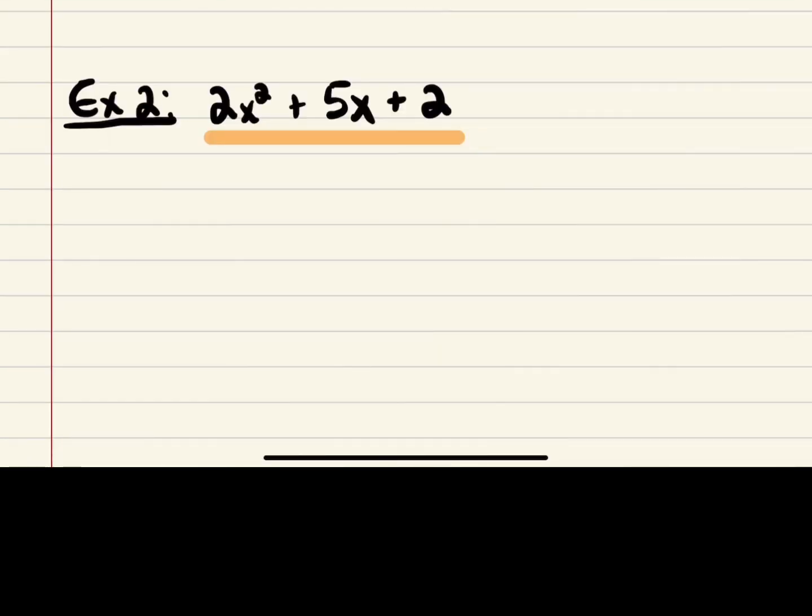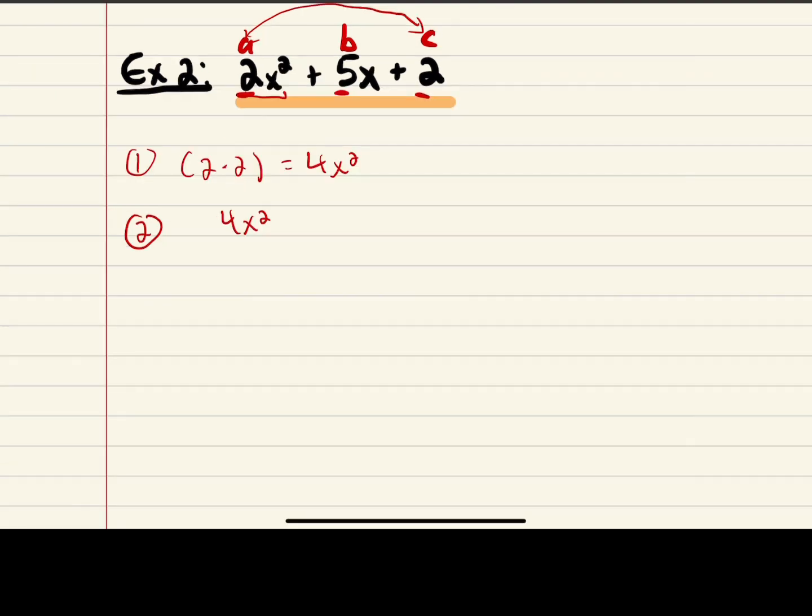All right, for our second example here, we have 2x squared plus 5x plus 2. The first thing that I'm going to do, kind of a pre-step, is label each of these coefficients so that I know what I'm working with. So the 2 is A, the 5 is B, and the 2 is C. And so the first thing is to multiply A and C together. That'll be 2 times 2, and that's going to give me 4. And it's actually giving me 4x squared because it would technically be 2x squared multiplied by 2.